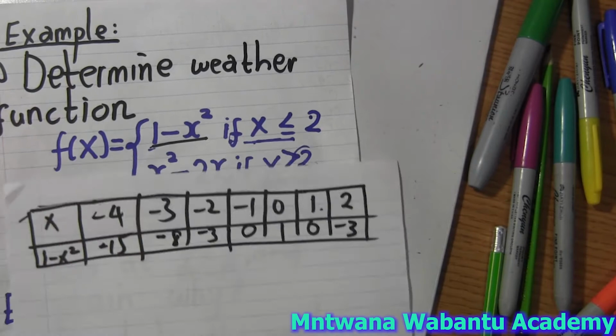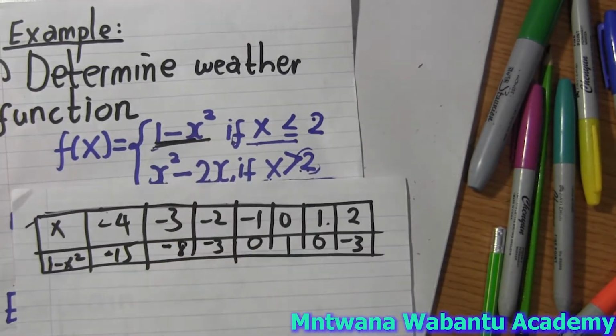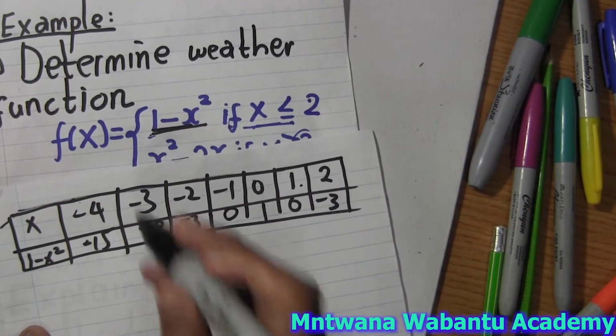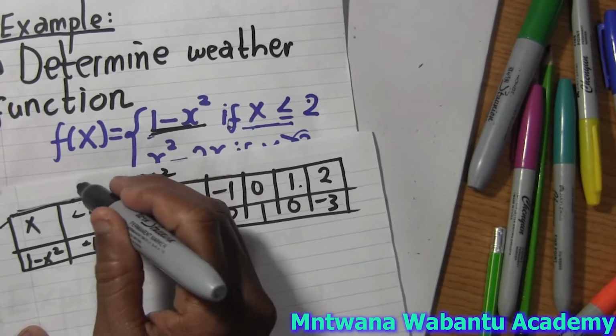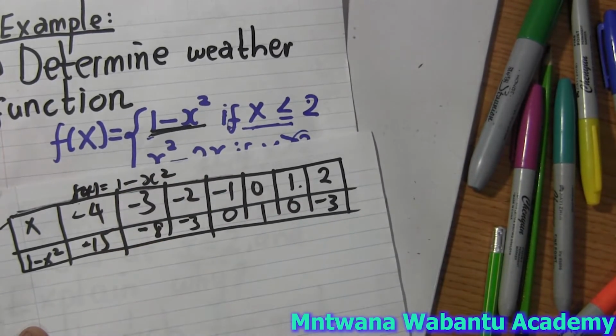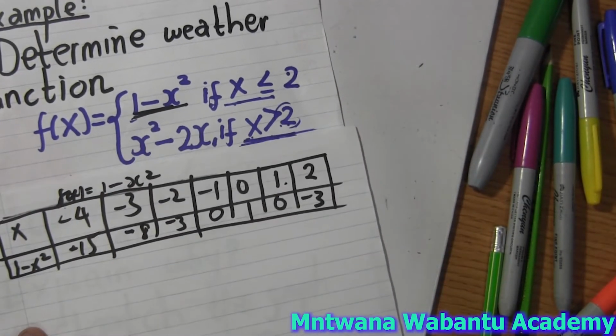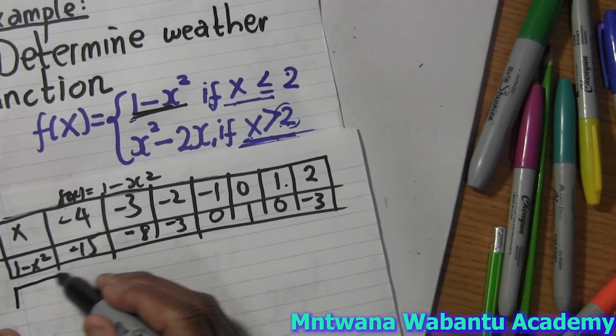So we have the graph of the first parabola, which is 1 minus x squared, because f of x is part of the step function. Now let's do the table of values of the second one, the step function.